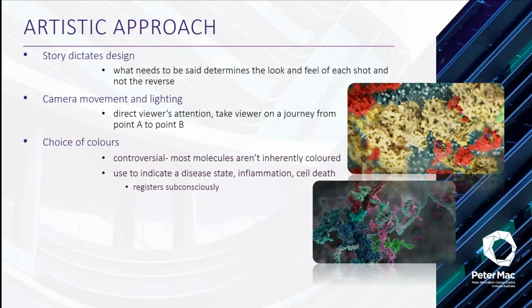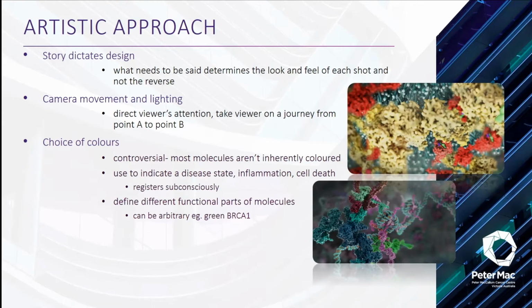But I really like to use colour. It's a signature of my work. I like to use it to indicate disease states. So I can tend to use warm pinks and reds and so on to indicate, for example, inflammation. When I'm trying to animate cell death, I will often use murky yellows and browns. And these states often register subconsciously with the viewer. They just inherently know what it is that you're trying to say without particularly being conscious of it.